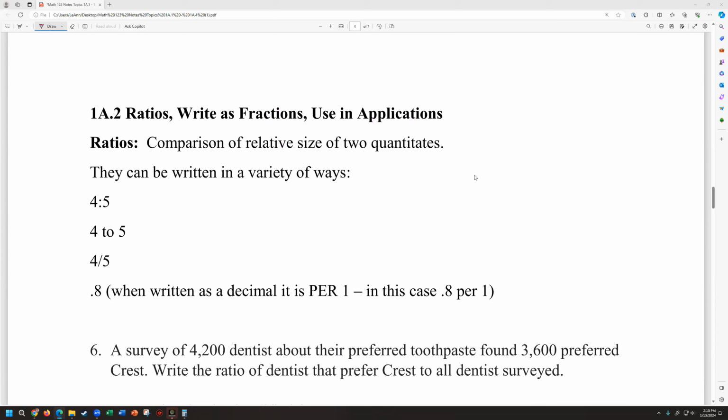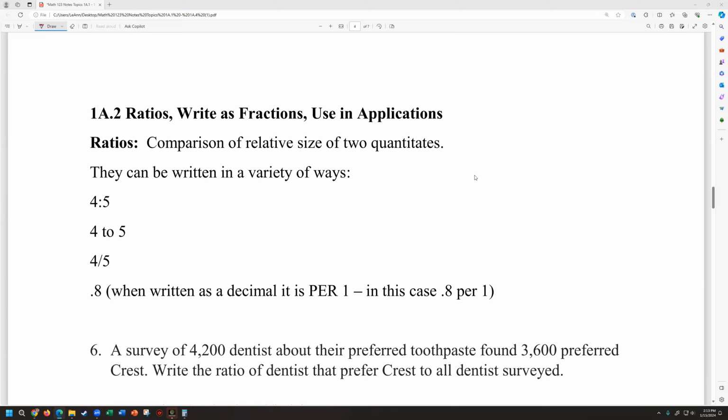So a ratio is a comparison of the relative size of 2 quantities. They can be written in a variety of ways. So you could say 4 to 5, and the 'to' is read as the word 'to' as well. This is a colon, 4 to 5, and 4 over 5. You can also write that in its decimal form. 4 divided by 5 is 0.8.